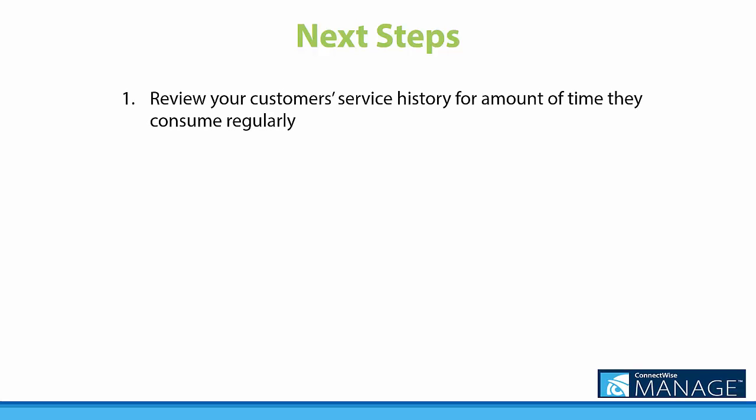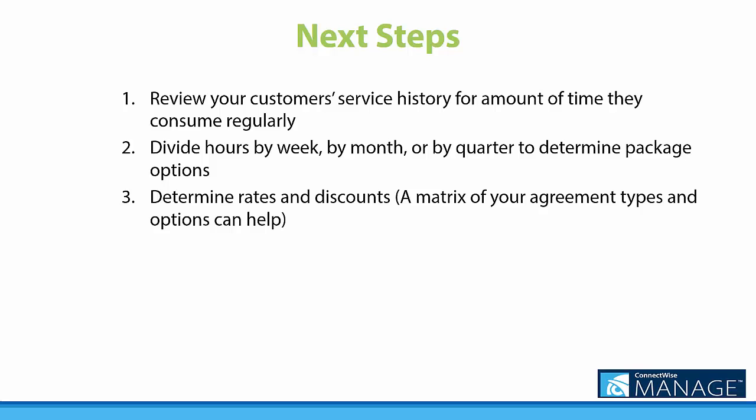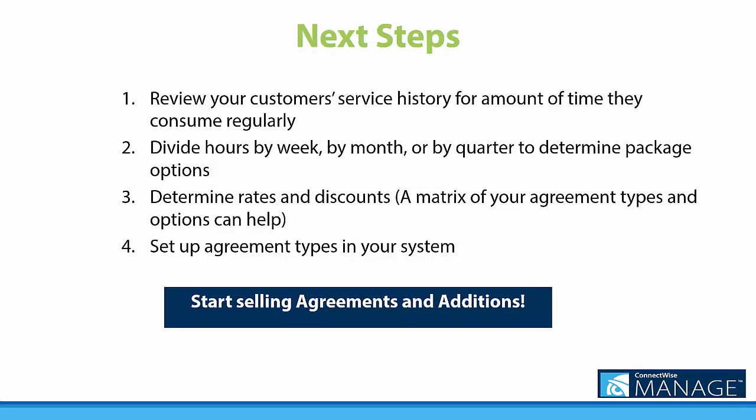Let's look at next steps so you can successfully transition to agreements. Start by reviewing the service history of your loyal customers to see the amount of time they consume regularly. Then divide the number of hours by the week, month, or quarter and build appropriate rates and discounts. Set up the agreement types in your system. Then you are ready to start selling the agreements and additions like monitoring services, cloud services, and user-based billing profiles.